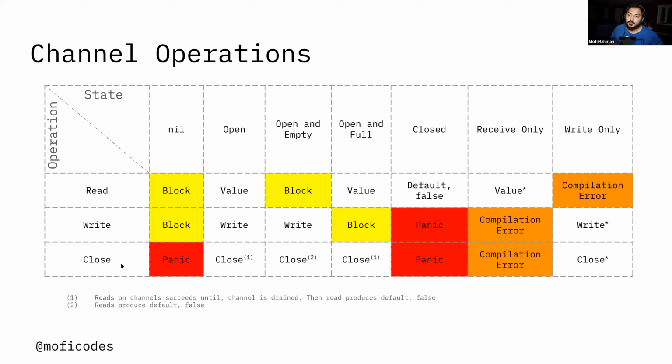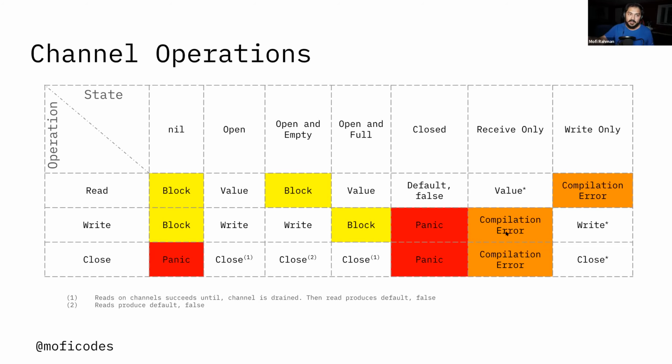If you try to close a nil channel, that will panic. So there are 3 cases in channels that can panic, so you have to be very mindful when you're using channels. They are writing to a closed channel, closing a closed channel, and closing a nil channel. So these are 3 cases where it can panic. There are 3 cases where it gives a compilation error. So this one you don't really have to worry much about.